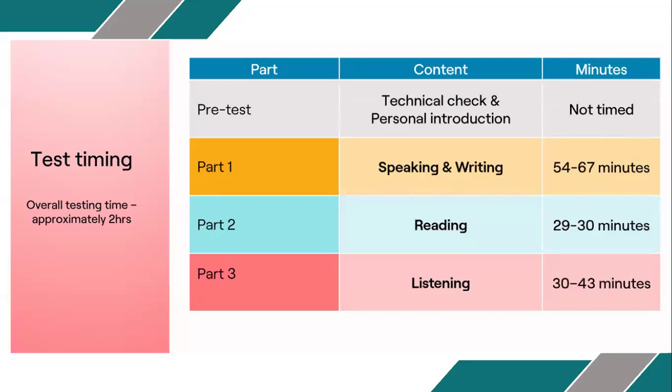So speaking and writing, overall, they give 54 to 67 minutes. This is the criteria given by Pearson. In writing, we are sure that 30 minutes will be given to writing. That is confirmed, so the other time is given to speaking. In part 2, you have reading, with 29 to 30 minutes. Sometimes the time is more or less, 27 or 32, 33.